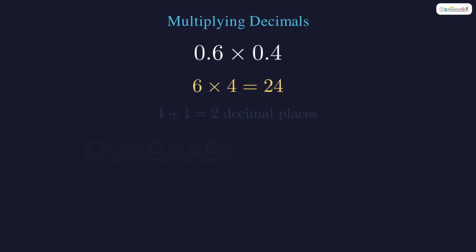Example 2. Multiply 0.6 by 0.4. First ignore the points. 6 times 4 is 24. Then count decimal places. 1 plus 1 equals 2.